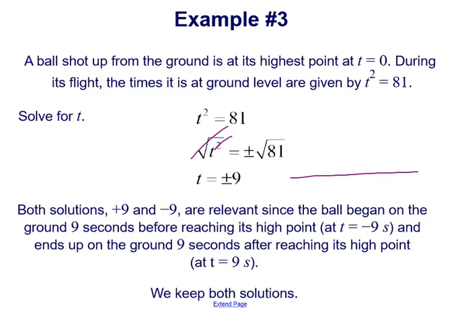You can think almost if the ball's on the ground here, it's going up, up, up to reach its highest point and then going back down on the ground. If this is the highest point, you have over here being t equals negative 9, and you have over here where the time equals positive 9. So in this case, we keep both solutions. So you really have to read the context of the problem in order to know which root you're going to keep, the positive, negative, or both.